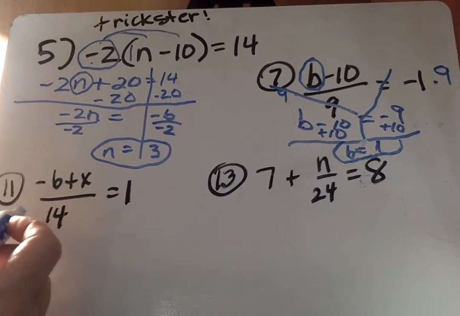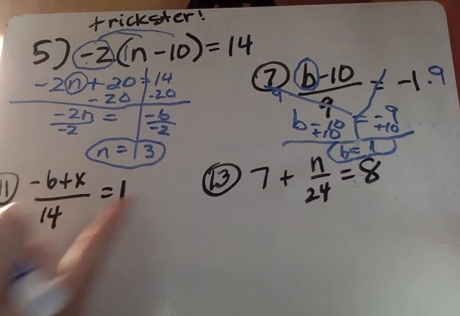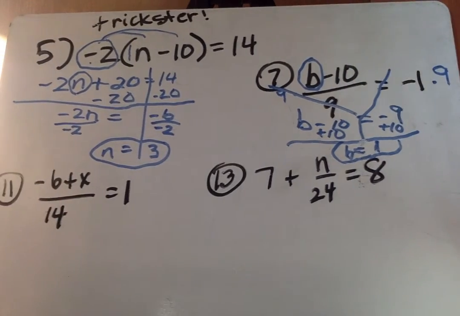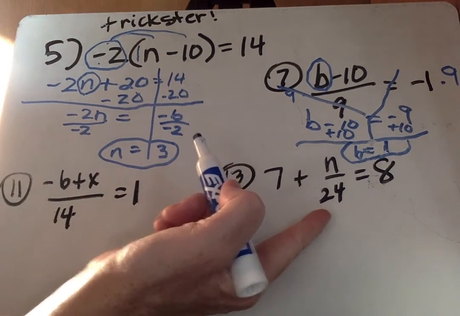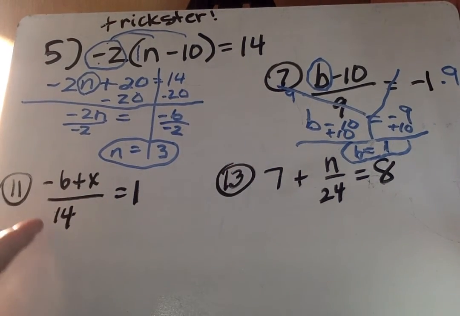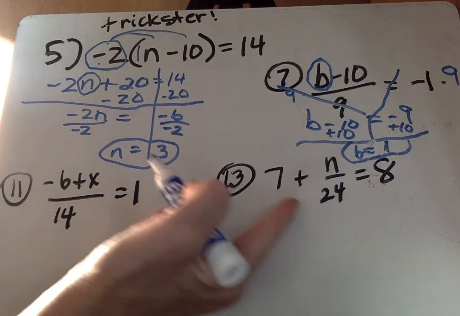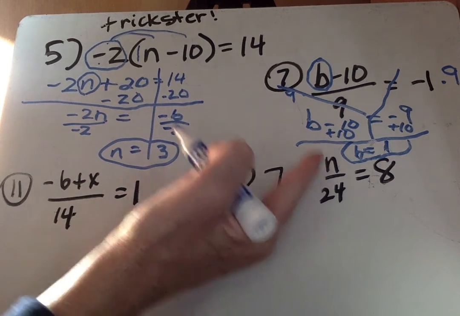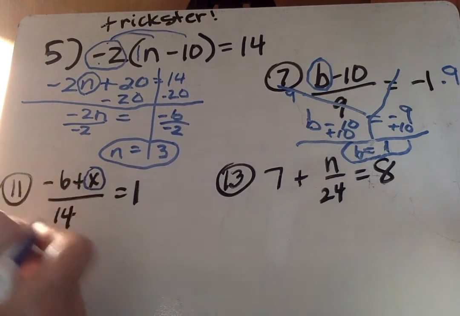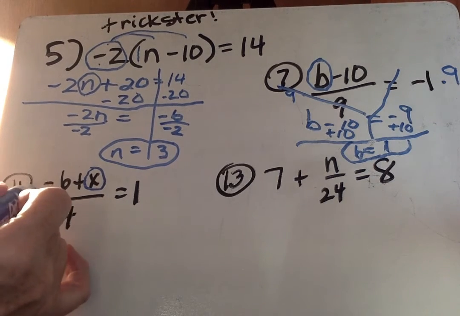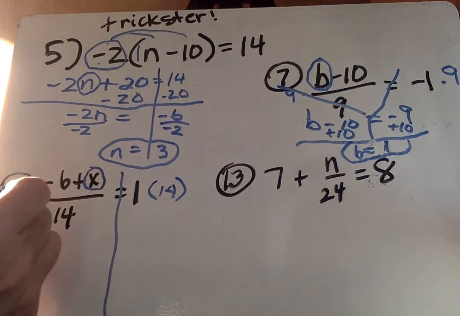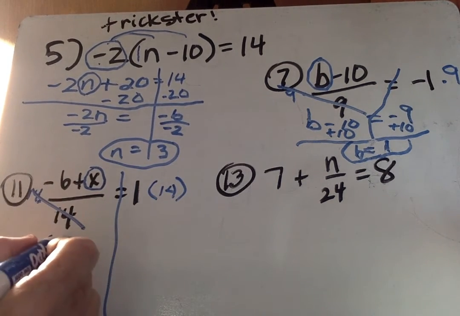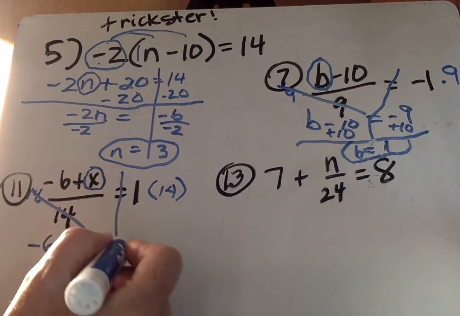Next, now let's compare and contrast 13 and 11. See how this has the whole thing divided by 14, and this has only the n is divided by 24. So here, we're going to have to multiply first to get rid of the 14. Okay? Here, we're going to have to do something to get rid of the 7 first and focus on the variable here. So here's the variable on top of the whole fraction. So I have to get rid of the fraction first. And I do that by multiplying by 14 on each side. That will make that go away. -6 plus x equals 1 times 14 is 14.